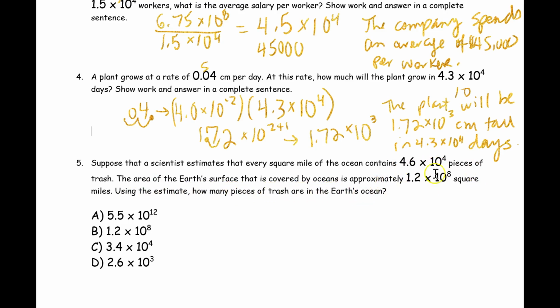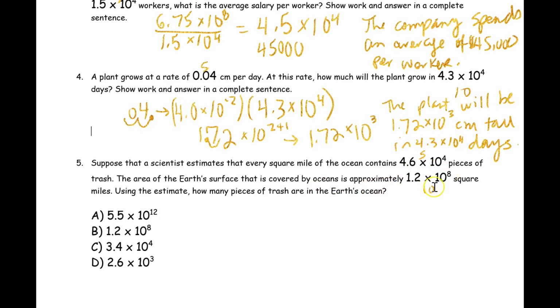Which is the larger number? 10 to the 8th power. So yeah, we'll make this 10 and we'll make this 5. And now let's read it again. Suppose that a scientist estimates that every square mile of ocean contains 5 pieces of trash. The area of the Earth's surface that is covered by ocean is approximately 10 square miles. Using the estimate, how many pieces of trash are in the Earth's surface?